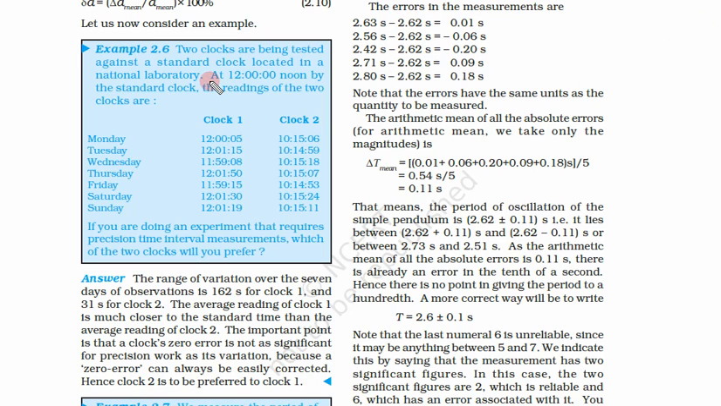So the standard time is 12 o'clock noon. Clock 1 is showing around 12 o'clock, so this is more accurate. Clock 2 is showing around 10 o'clock. But let us look for the precision, that means which values are much nearer. So here it is 12. It is around 75 seconds more. Here 5 seconds more, here 75 seconds, here 52 seconds less, again 110 seconds more, 45 seconds less, 90 seconds more, and here 79 seconds more.